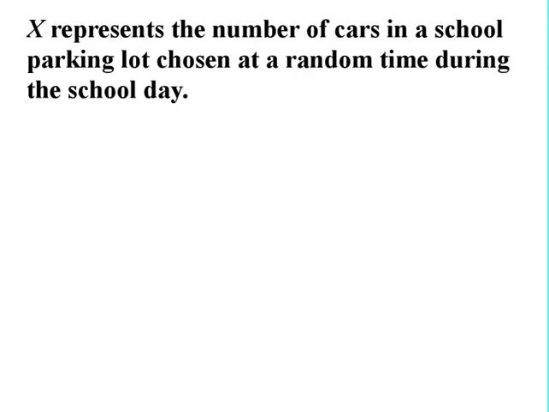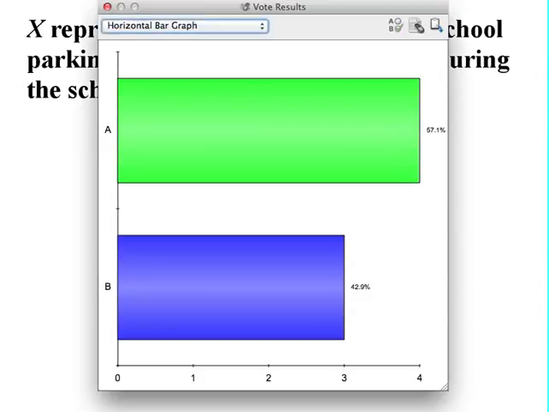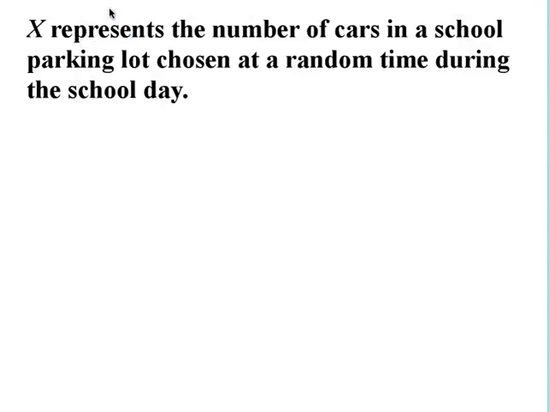So let's look at another one. X represents the number of cars in the school parking lot chosen at a random time during the school day. A is discrete, B is continuous. And the answer is A, because you can actually count the number of cars. There's no decimal value or anything like that. It is a set number.